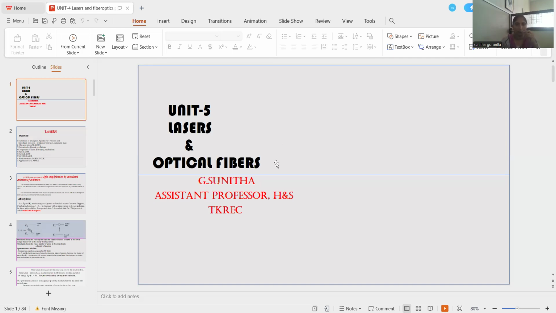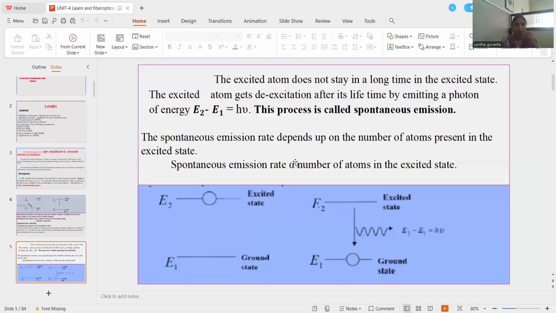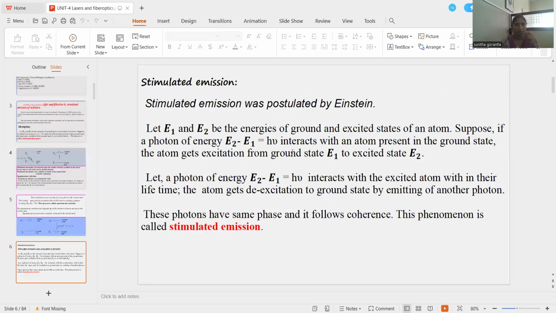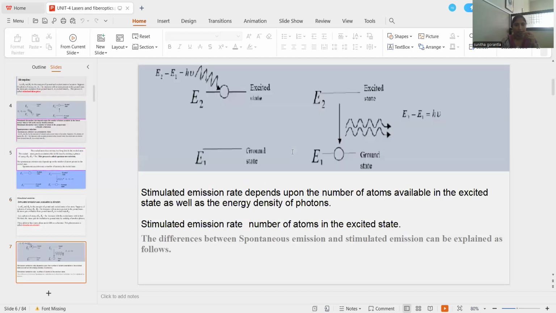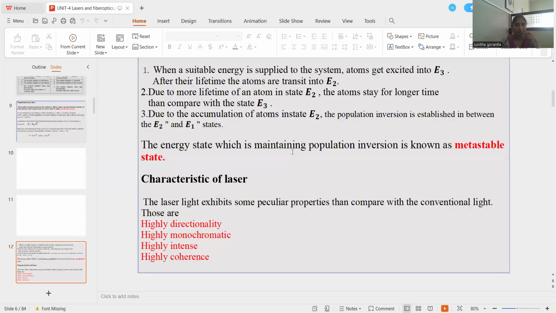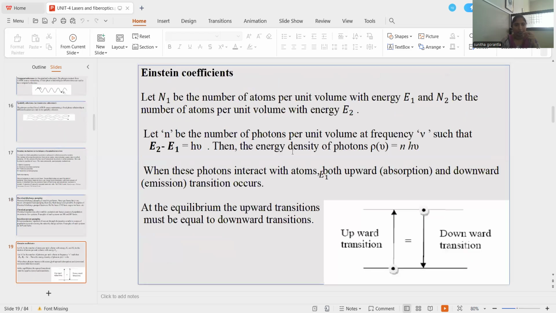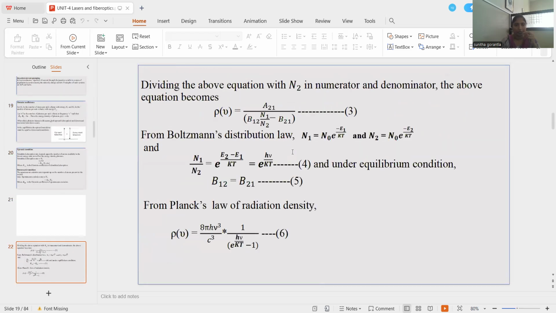Good morning to everyone. Today we are discussing the types of optical fibers, attenuation in optical fibers, and applications of optical fibers. In the last class, we discussed the construction and principle of optical fiber, the numerical aperture of the optical fiber, the acceptance angle, and the relation between the numerical aperture and fractional refractive index change.